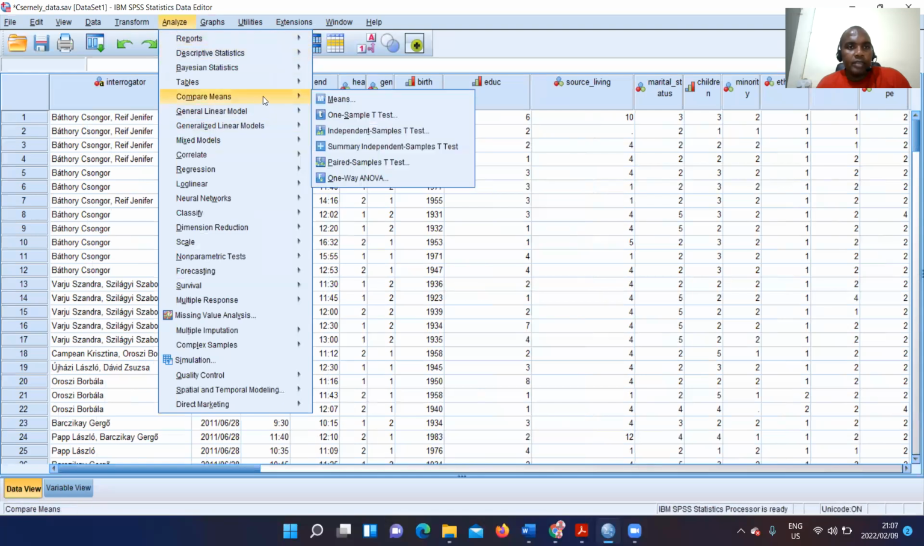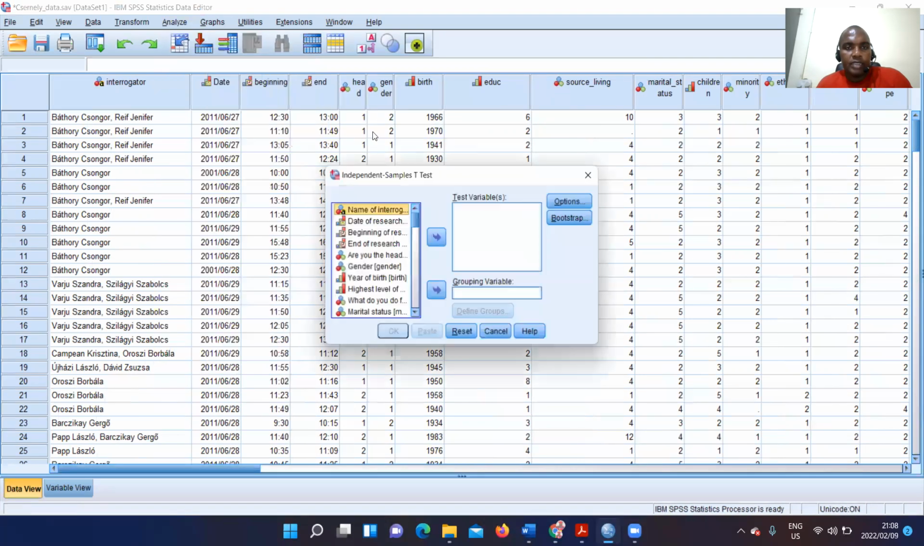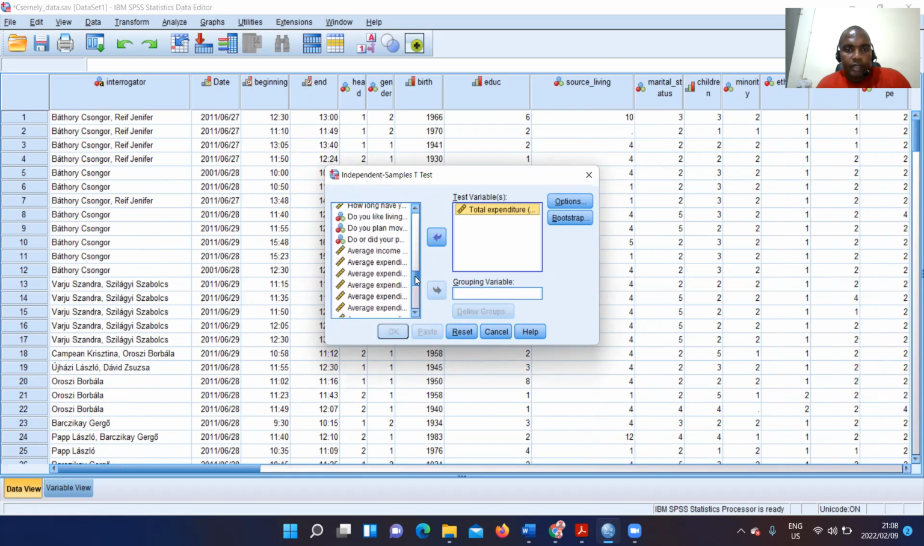So we go to analyze, compare means. Instead of the one sample t-test which we did in our previous video, we click on independent samples t-test. The test variable in this case will be, say, total expenditure. The grouping variable will be average income.